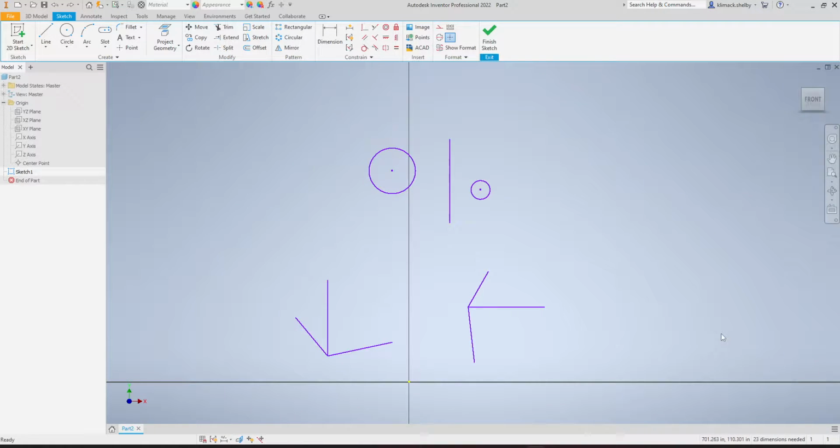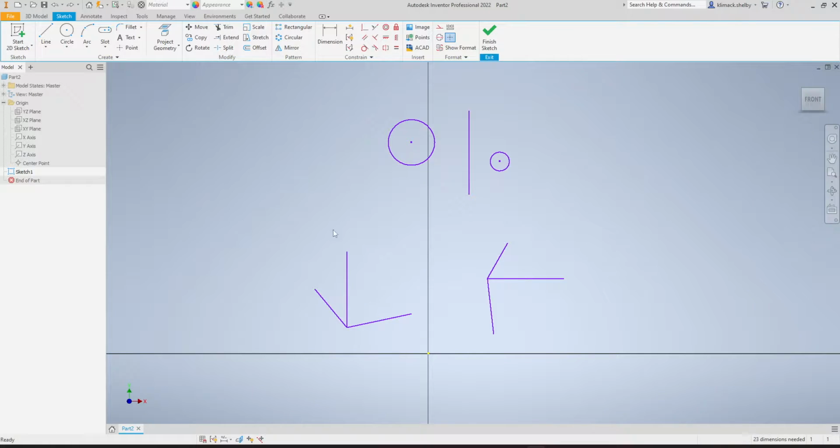In this video, I'm going to go over the symmetric constraint in Autodesk Inventor. The symmetric constraint takes two pieces of geometry and makes them symmetrical about a line of symmetry in the middle. To start with, let's take a look at this example at the bottom here.